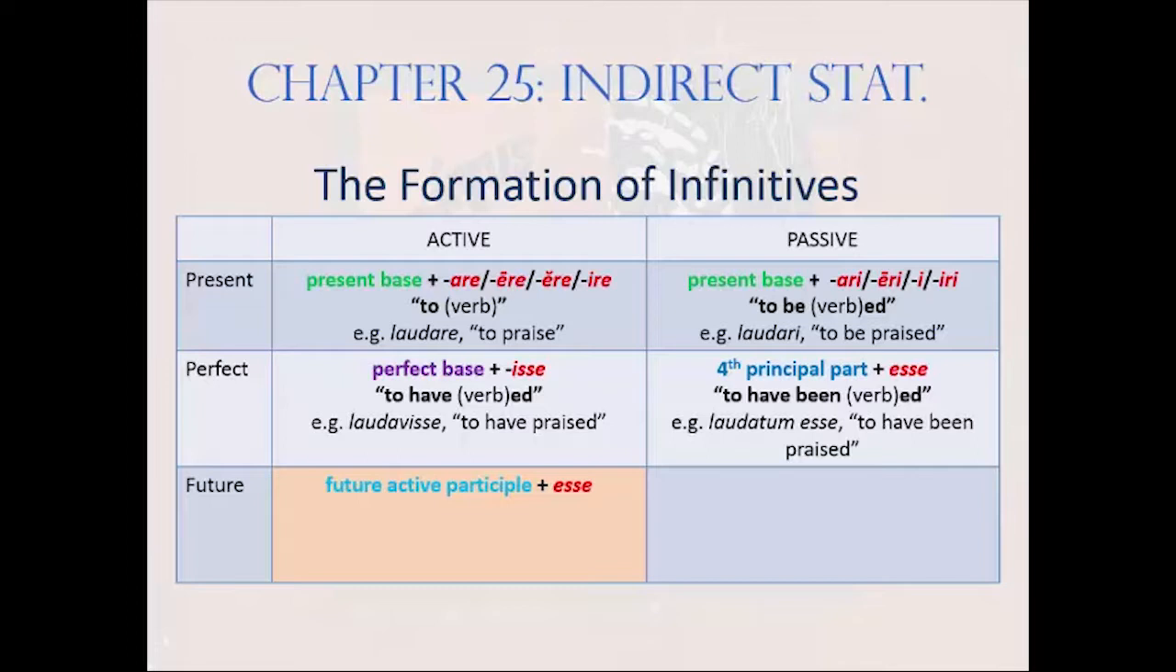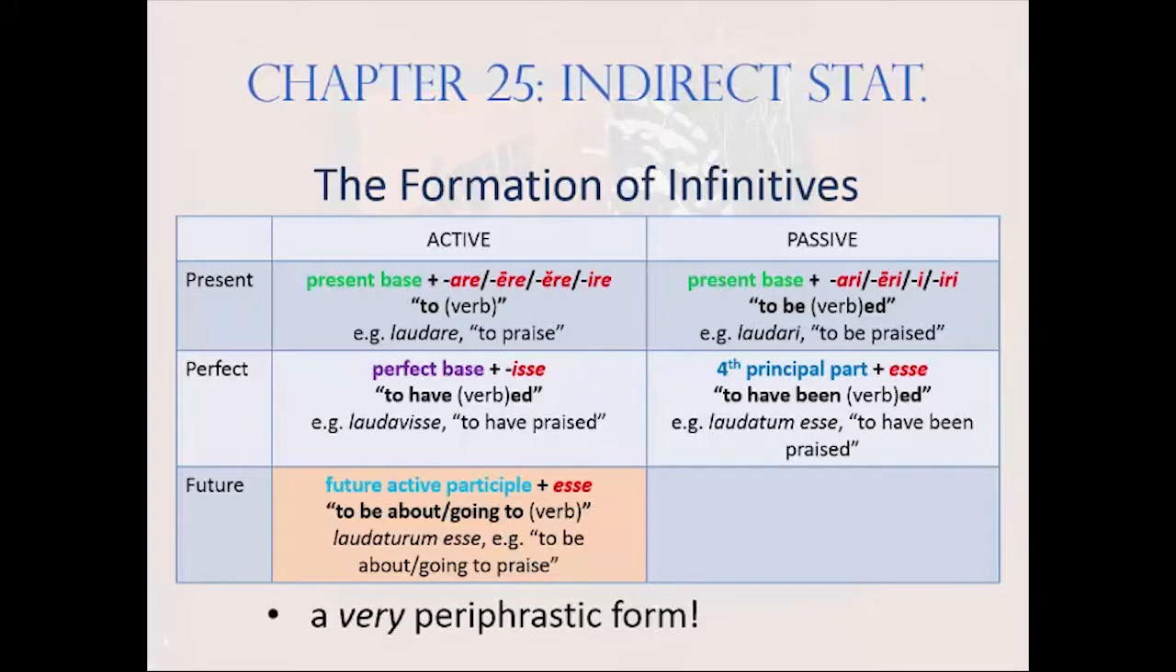Like the perfect passive infinitive, it's two words, and translates as to be, esse, about or going to whatever the participle means. For example, laturum esse, to be about or going to praise, which is about as periphrastic as it comes.